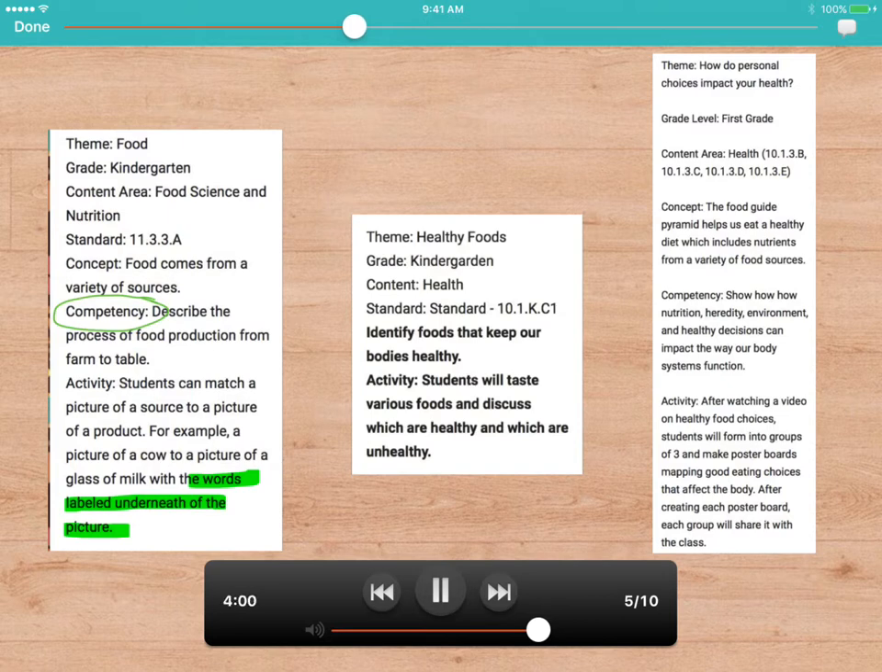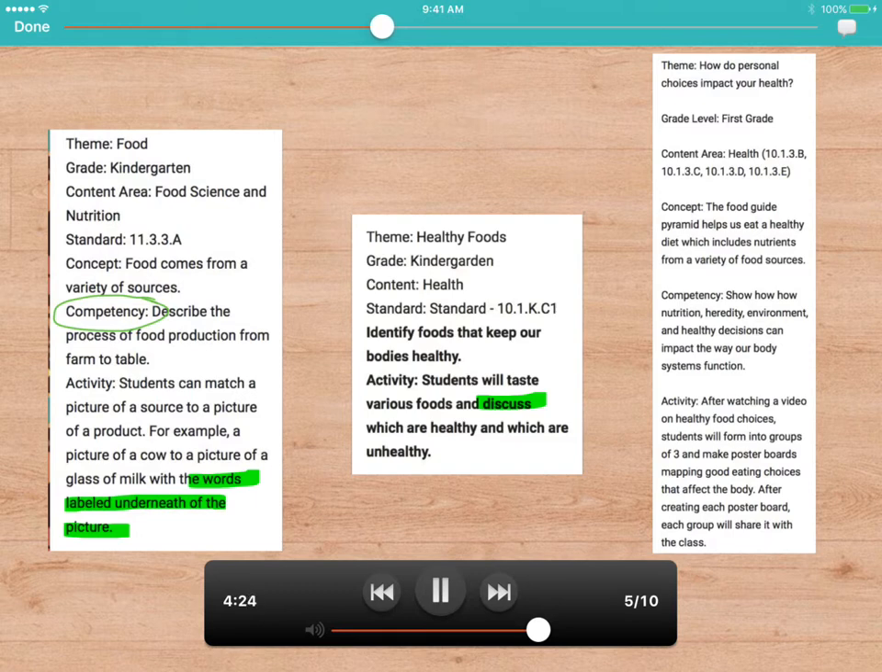Then we move on to the one in the middle, which doesn't have a competency. It just has a standard, identify foods that keep our bodies healthy. And it says students will taste various foods and discuss which are healthy and unhealthy. I really want to go back to that word discuss. What does that mean in kindergarten? Obviously, you're going to have a conversation, but you want something more concrete.